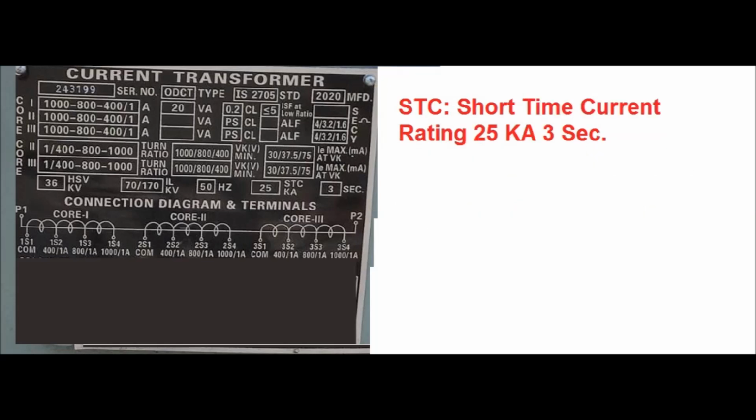Then STC means short time current rating for the CT, which is mentioned in the nameplate. In this type of CT, the short time current rating is 25 kiloampere for 3 seconds. Beyond this time, the CT may be damaged. So this is all about the CT nameplate. Apart from these parameters, the manufacturer of the CT, the letter of award number and the customer of the CT are also mentioned in the CT nameplate, which I have not shown.